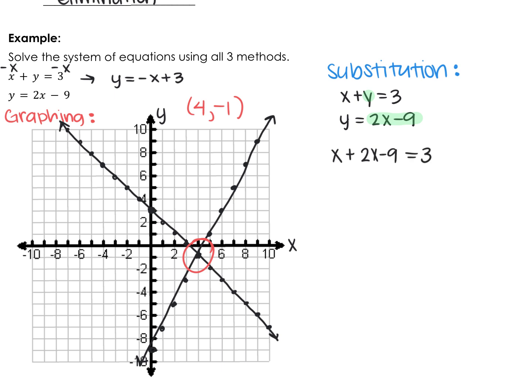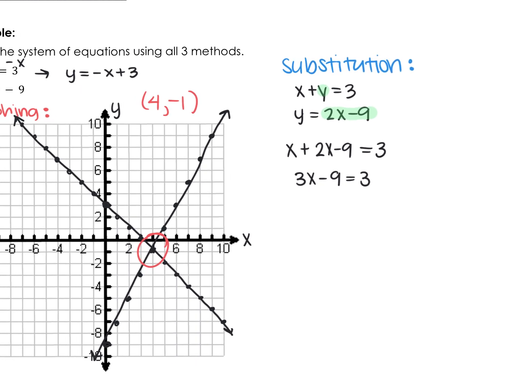So now I have an equation that just contains x. Combine my like terms, I get 3x minus 9 equals 3. And now we're going to solve for x. So my first step is going to be add 9 to both sides. So we get 3x equals 12. Divide both sides by 3. And we get x equals 4.